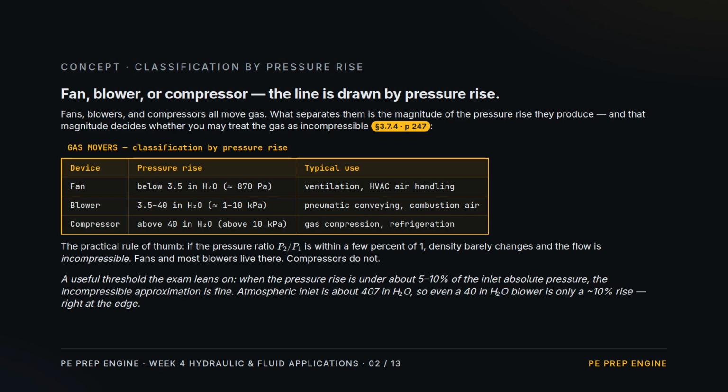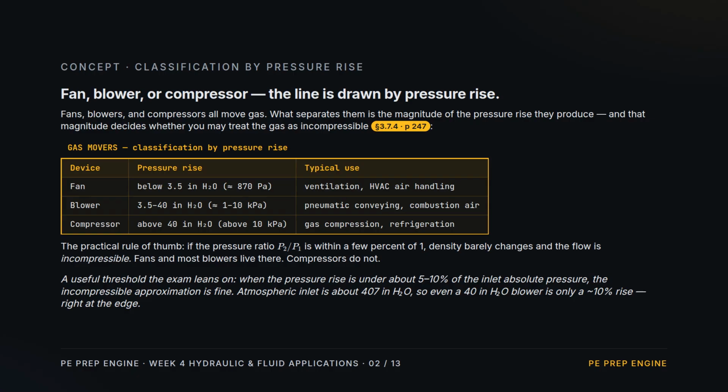What separates a fan from a blower from a compressor is the pressure rise. A fan adds less than 3.5 inches of water column, ventilation. A blower 3.5 to 40 inches, pneumatic conveying, combustion air. A compressor, above 40, real gas compression and refrigeration. What matters is the physics, not the labels.